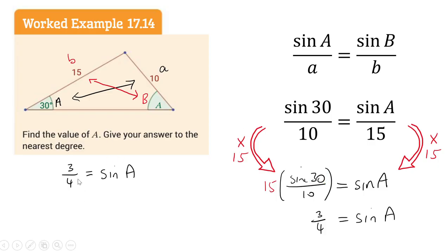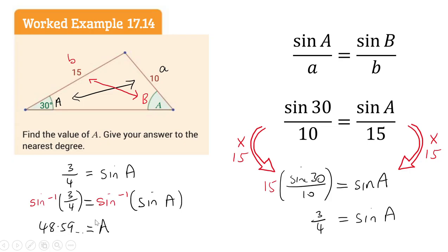So 3/4 is equal to sine A. We don't want sine A, we want just A. To get rid of the sine, we do the sine inverse, sine to the power of -1. That will eliminate the sine. And of course, if we do it to one side, we must do it to the other. We get A then is equal to, we'll do this in our calculator, 48.59. Correct to the nearest degree, we get 49 degrees. And there is the second type of question where the sine rule can come up.